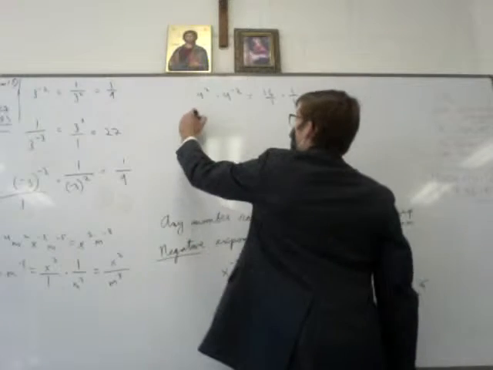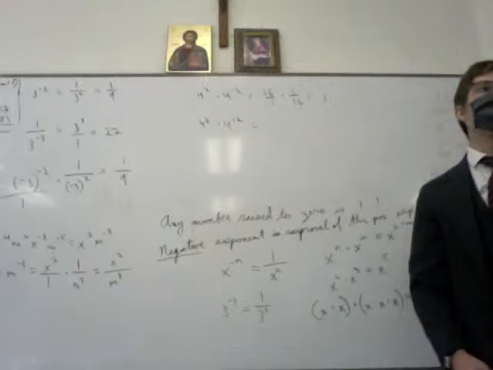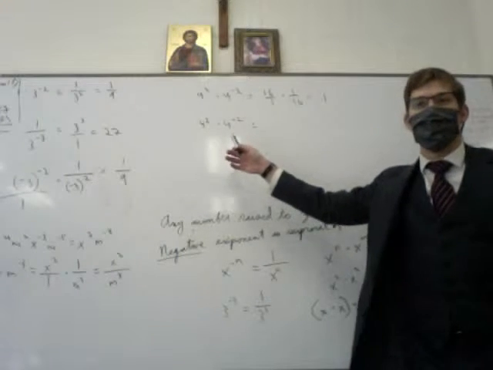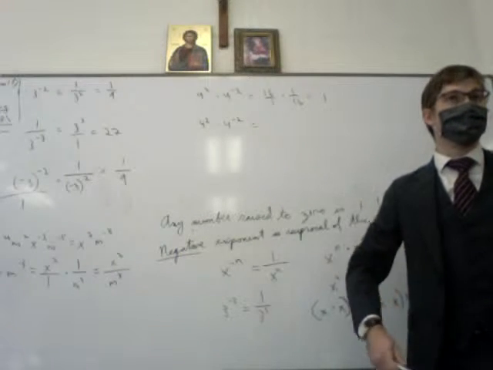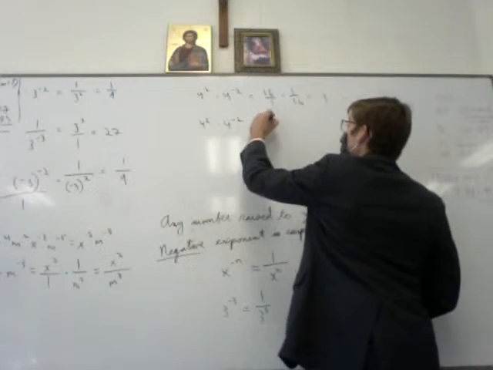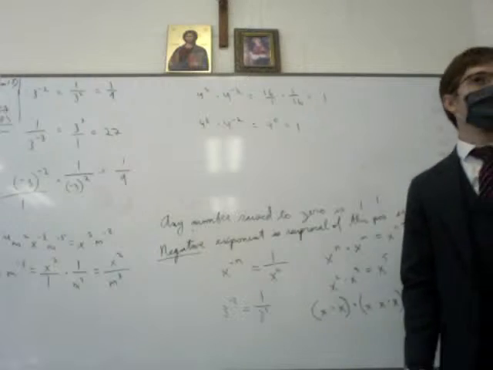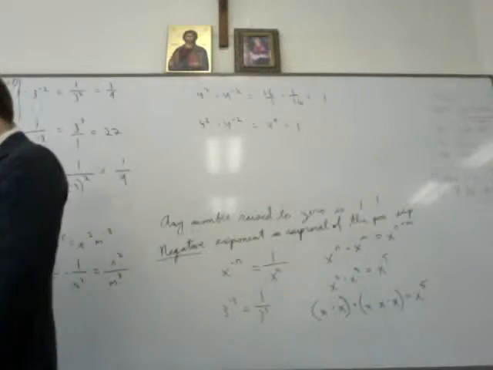Let's think of it a different way. 4 squared times 4 to the negative 2. The product rule of exponents means that if I have the same base and I'm multiplying them together, what do I do to the exponents? I add them together. 2 plus negative 2 gives me 4 to the 0, or 1. Look at that. It's like math makes sense or something.